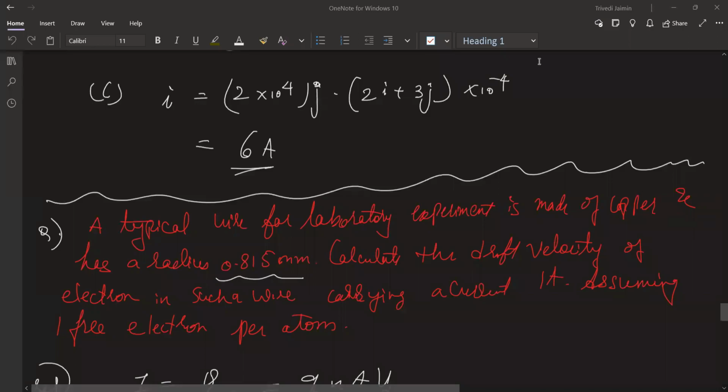and has radius 0.815 mm. Calculate the drift velocity of the electron in such a wire carrying current 1 ampere, assuming one free electron per atom.